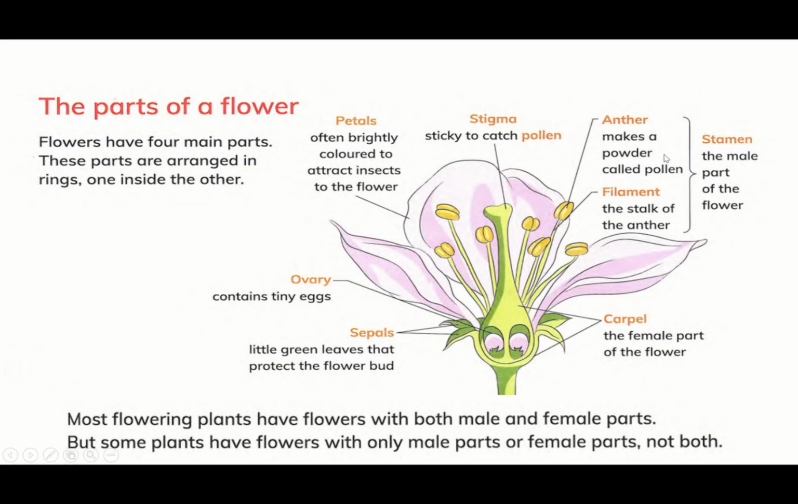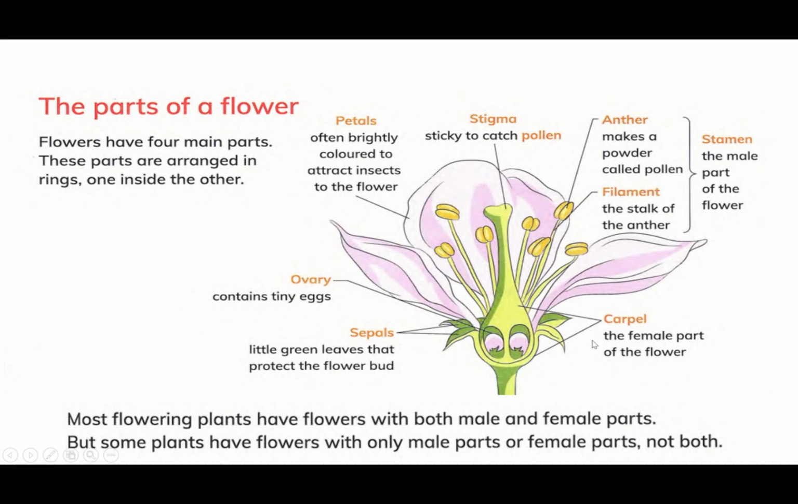The stamen is made of two parts. One is the filament, which is just there to hold the anther. So what is the anther? It is the main part of the male part, which makes a powder called pollen. This pollen is very important, guys. We need it for other lessons too.